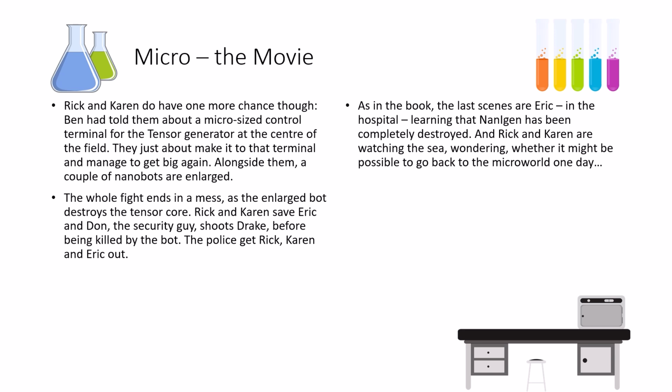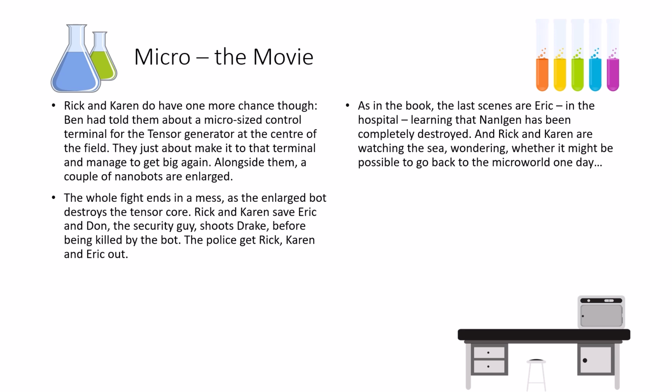Ben had told them about a micro-sized control terminal for the tensor generator at the center of the field. They just about make it to that terminal, and manage to get big again. Alongside them, a couple of nanobots are enlarged. The whole fight ends in a mess, as the enlarged bot destroys the tensor core. Rick and Karen save Erik and Don, the security guy, shoots Drake, before being killed by the bot.